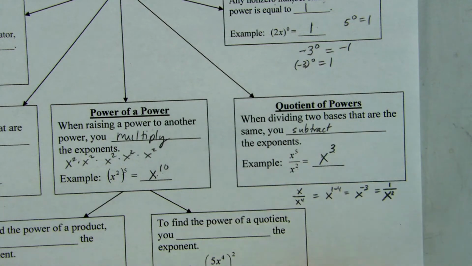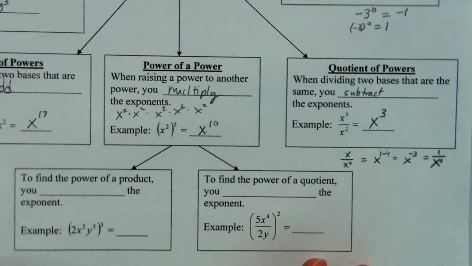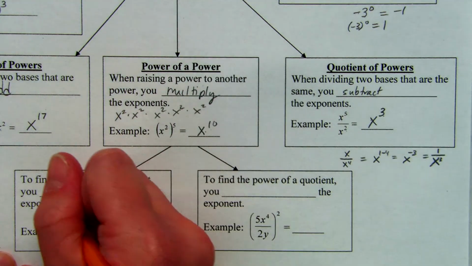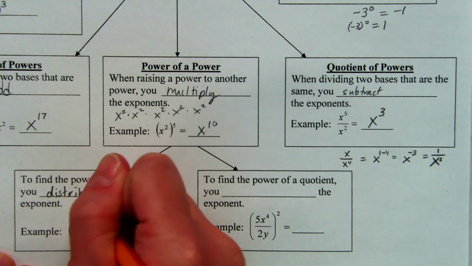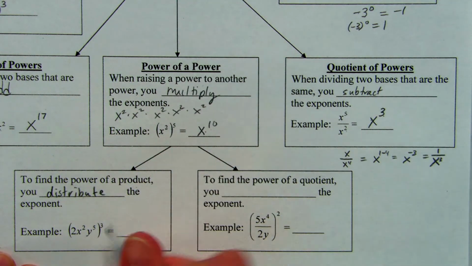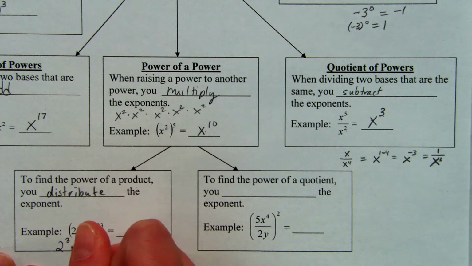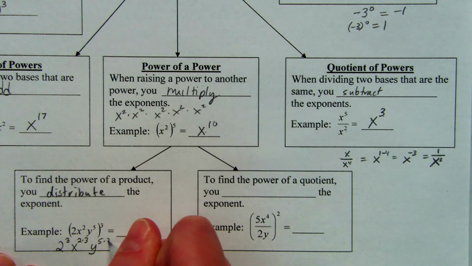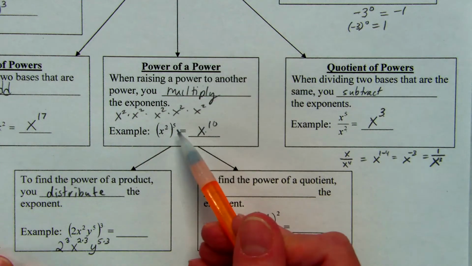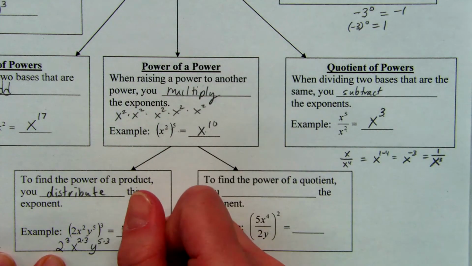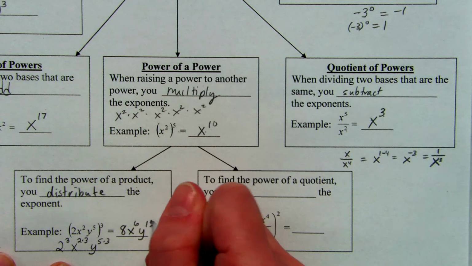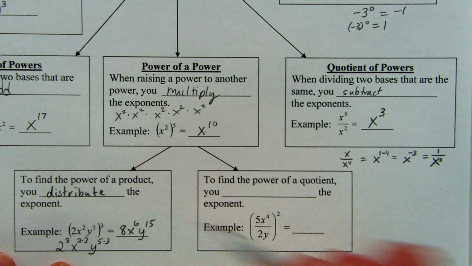All right, and then we just get down to some grouping things down here. To find the power of a product, you distribute the exponent. So for example, on this one, I would have 2 to the 3rd, x to the 2 times 3, and y to the 5 times 3, using the rule that we came up with up here. So 2 to the 3rd is 2 times 2 times 2, so that's 8. X to the 6th, y to the 15th.